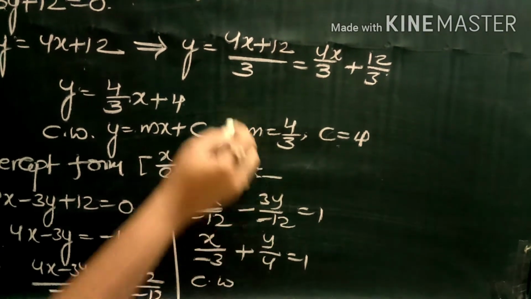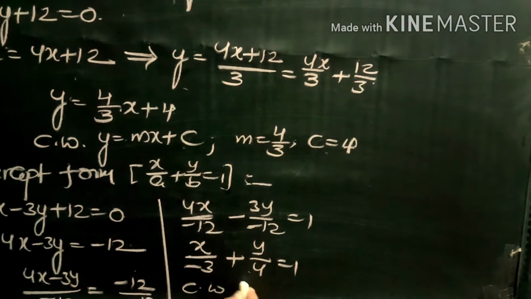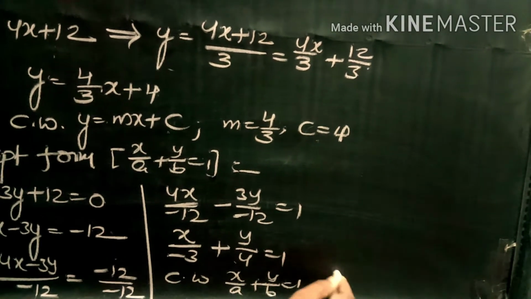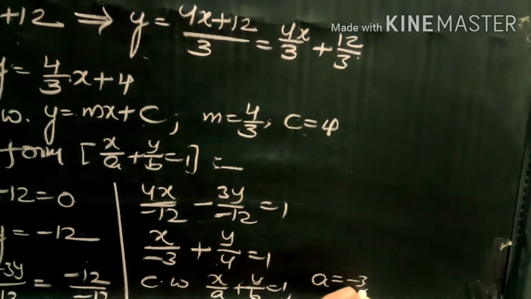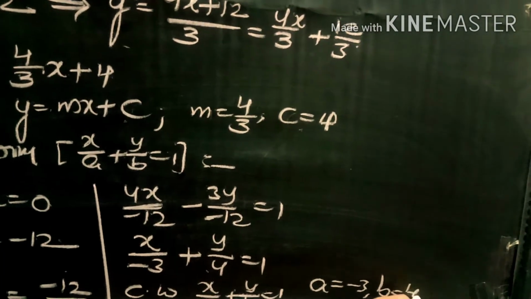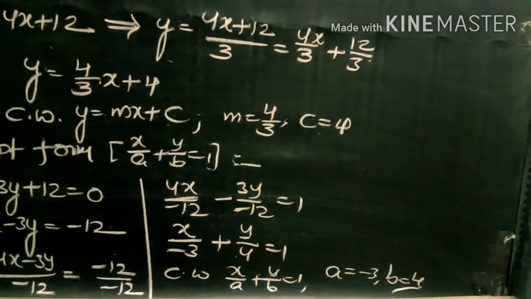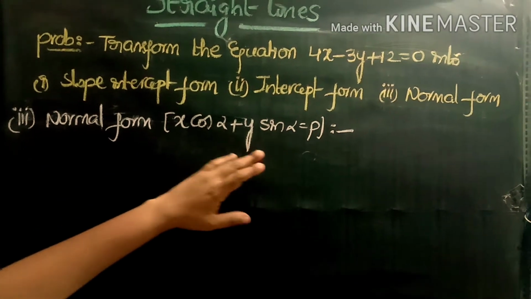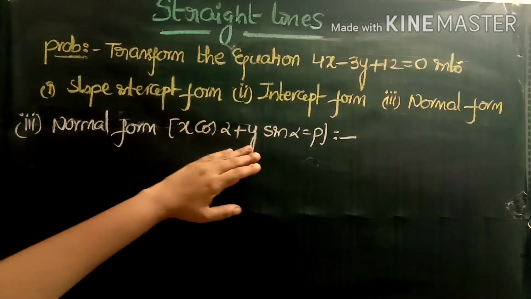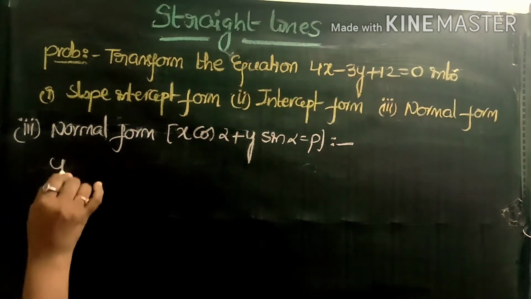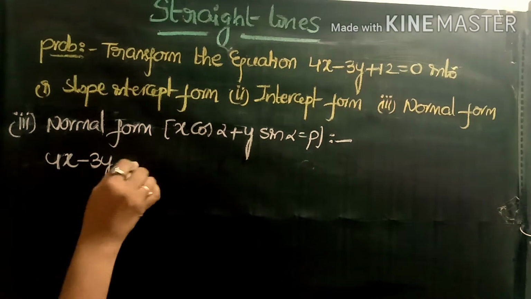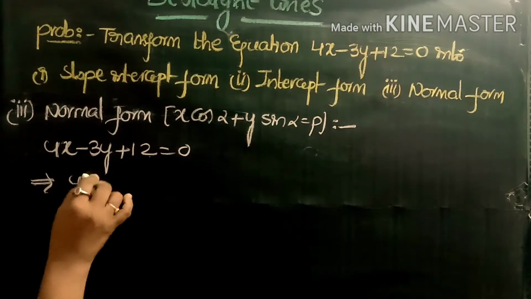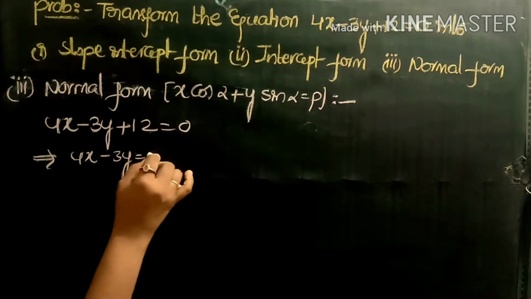Now this is in the form of x by a plus y by b is equal to 1. So when we compare this equation with x by a plus y by b is equal to 1, the values of a, b are a is equal to minus 3 and the value of b is equal to 4. The last form is normal form, that is x cos alpha plus y sin alpha is equal to p. Now we have to convert the given equation in this form. So first we are writing the given equation here, 4x minus 3y plus 12 equals 0. First converting the constant to this side, that is 4x minus 3y is equal to minus 12.